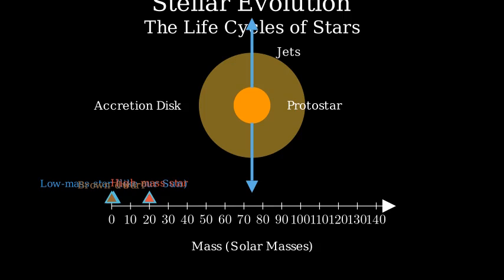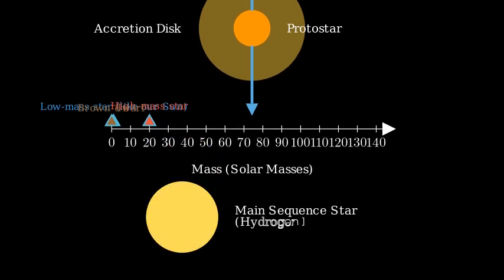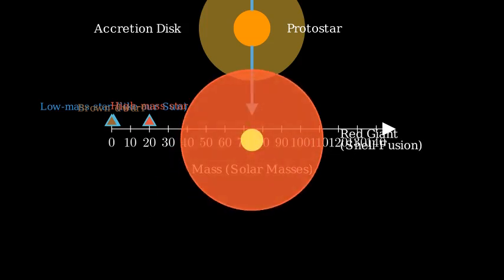Now, let's focus on the life cycle of a low-mass star like our Sun. A low-mass star spends most of its life on what we call the main sequence, steadily fusing hydrogen into helium in its core. For a star like our Sun, this stable phase lasts about 10 billion years. When the hydrogen in the core is exhausted, the core begins to contract and heat up. This causes the outer layers to expand dramatically, and the star becomes a red giant. At this stage, hydrogen fusion continues in a shell around the helium core.